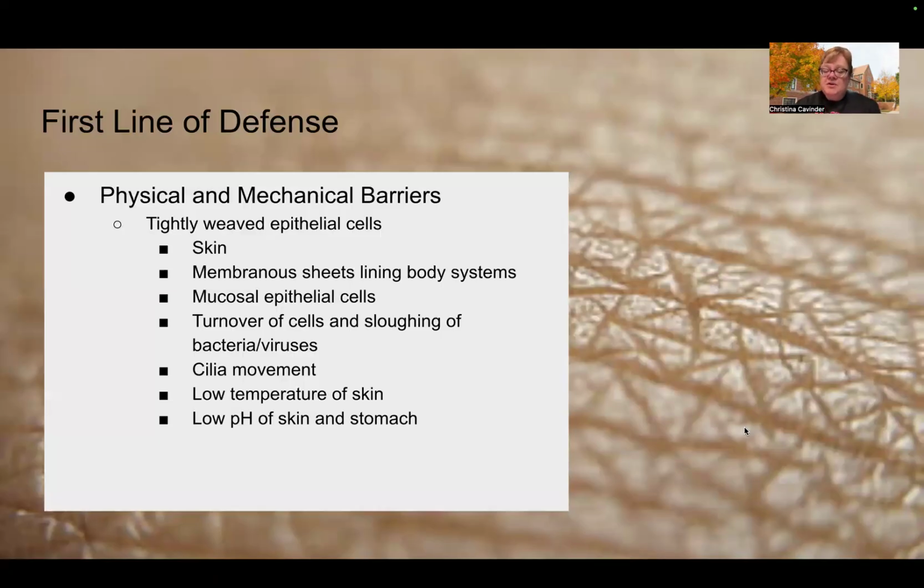The low temperature in our skin is good because that keeps it at a temperature that bacteria, viruses, and other infectious agents don't like to grow on. So that is good. And also the low pH of our skin and our stomach help break down some of those infectious agents.